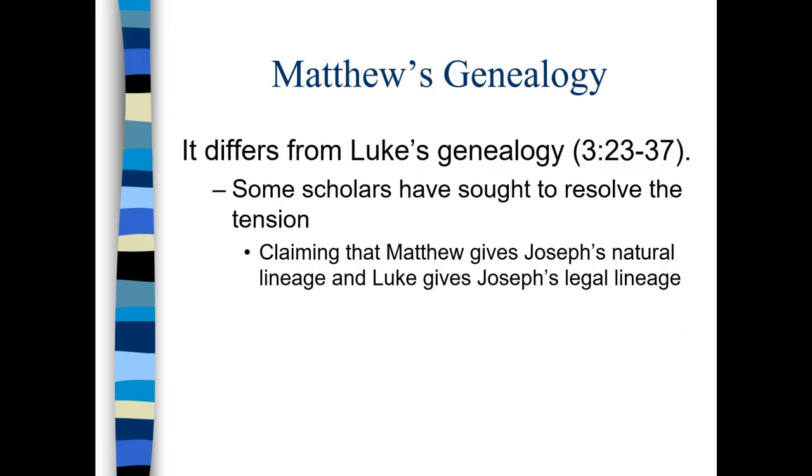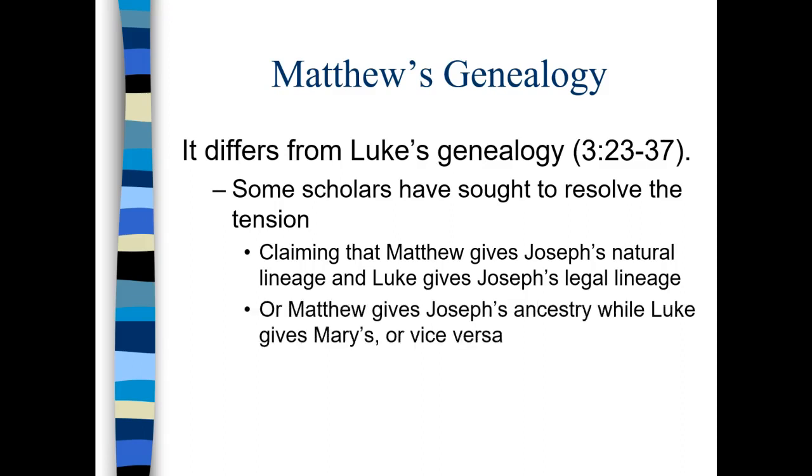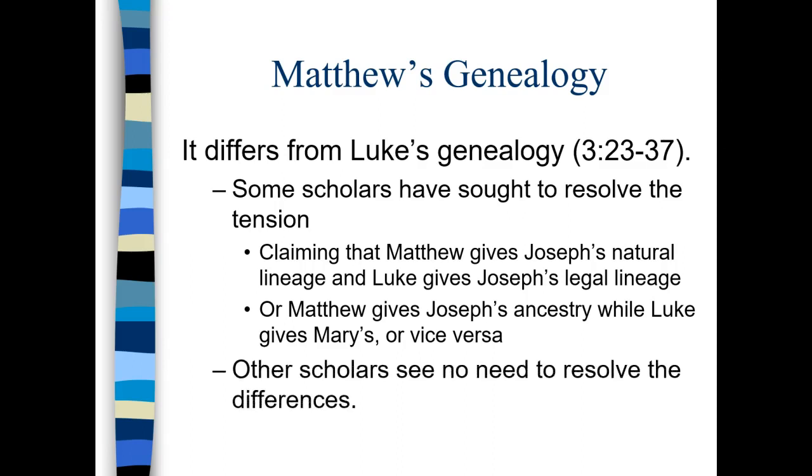So neither Matthew nor Luke gives Jesus's genealogy. Or some claim that Matthew gives Joseph's ancestry while Luke gives Mary's, or vice versa. But to claim that one of them is giving Mary's is really to read into the genealogy, because it doesn't state that it's Mary's; it only states that it's Joseph's. So I think probably what we have here is two genealogies, and the genealogies are different. And we just have to recognize that that's what we have, and try to make sense of why there are the differences. Other scholars see that there's no need to resolve the differences. You just allow the differences to exist, and recognize how people actually keep records of genealogies. What do we know about keeping records, and what are their other purposes?